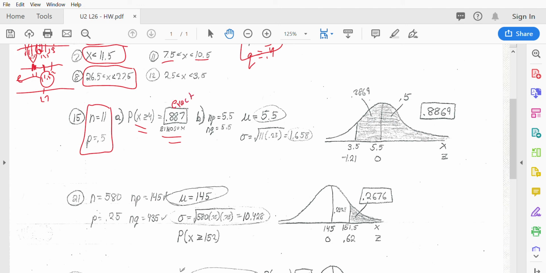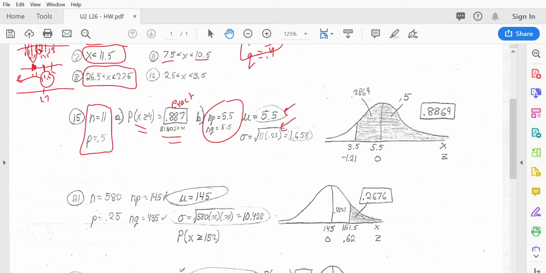Once again, that's what I would do if I were you. This is done in seconds and you got the exact answer. However, part B said use the approximation if you can. So notice that NP and NQ are both greater than or equal to 5. Great, so let's do this. Mu is just n times p. Sigma is root NPQ. You get 1.658.